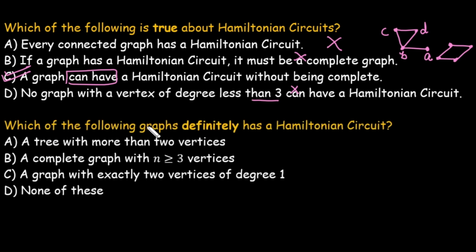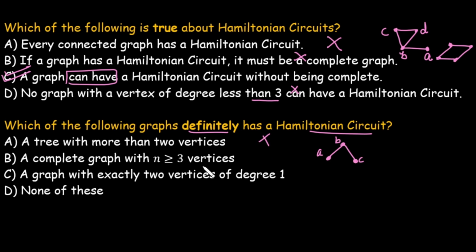Taking the next case, which of the following graphs definitely has a Hamilton circuit? A tree with more than 2 vertices. Let's take a tree like this. Does it have a Hamilton circuit? No. We can start a path from any vertex, but we cannot end at the same vertex. Because we can start from A, then move to B, then C. From C to A, there is no edge. It means it has no Hamilton circuit. And I have also informed you, if the degree of any vertex is 1, then it has no Hamilton circuit. So in a tree, we have leaves and the degree of each leaf is 1. So clearly option A is incorrect.